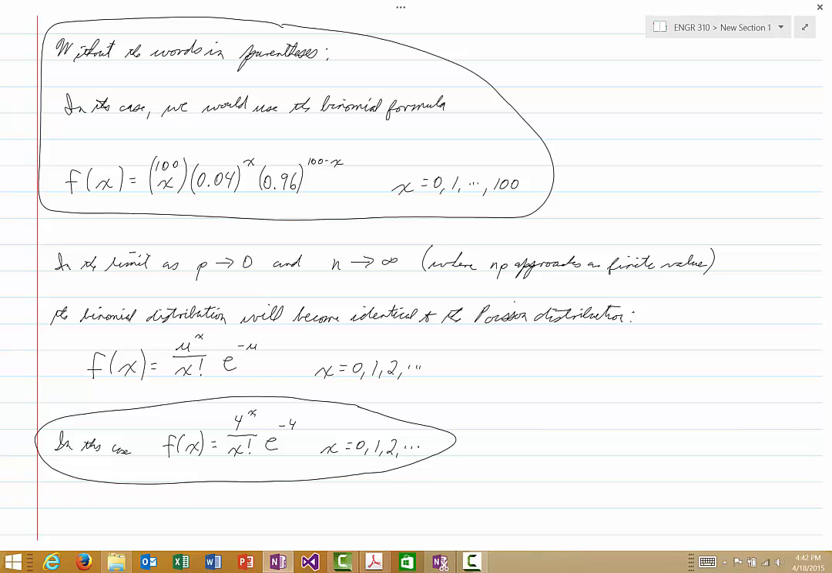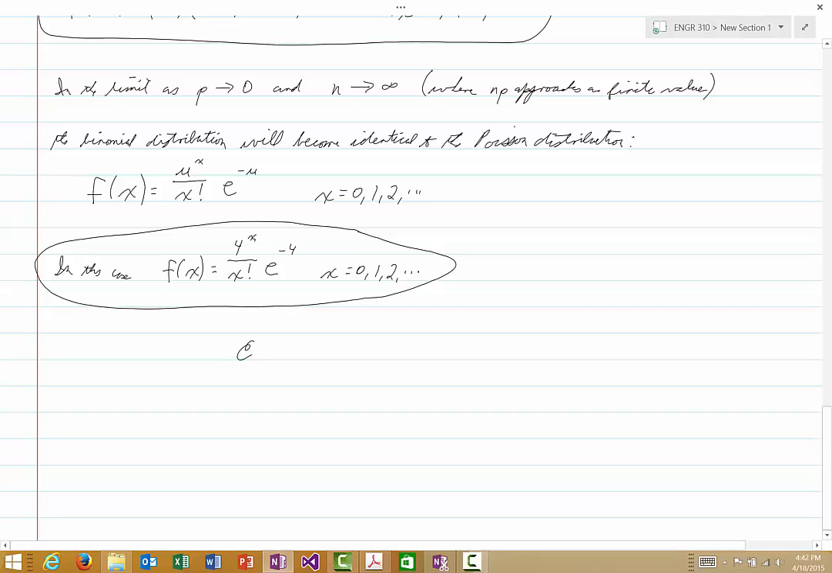And let's just compare these two for comparison of the results obtained using both formulas.